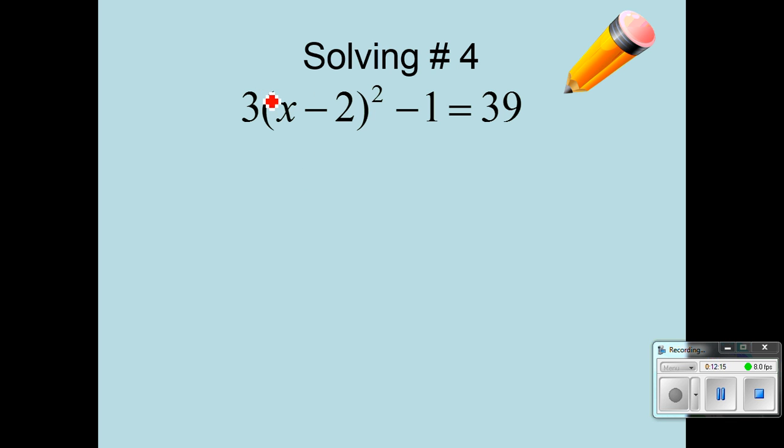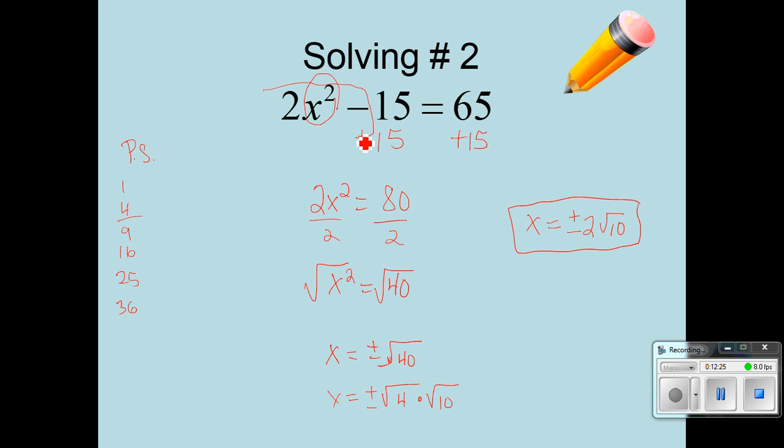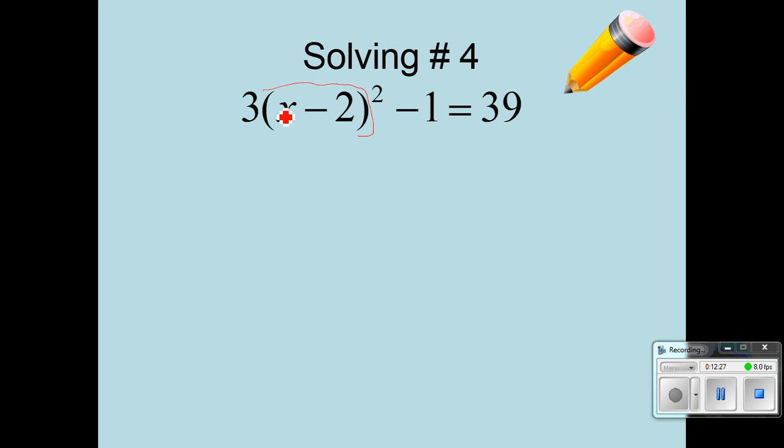So here is a little bit different problem. We have 3 times x minus 2 quantity squared. This whole thing is being squared. Oops, sorry about that. This whole thing is being squared. So if this whole thing is being squared, we need to leave it until the end. All right? So we don't want to touch any of this until the end.